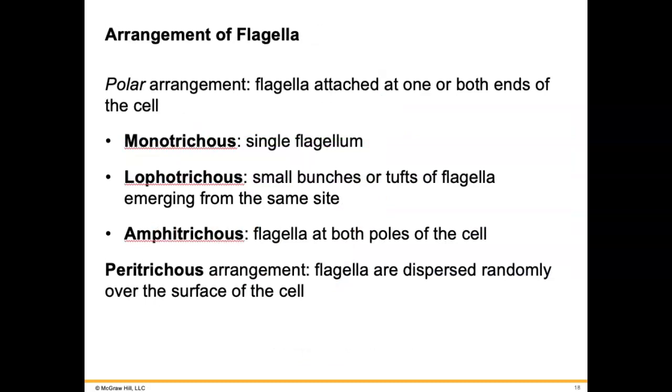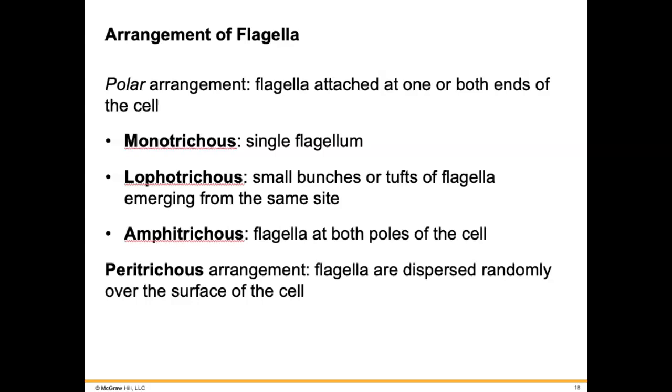So flagella can be arranged in different ways. Polar arrangement means that the flagella is attached at one or both ends of the cell. So there's monotrichous, lophotrichous, amphitrichous, and peritrichous. Monotrichous is a single flagellum out one end of the cell. Lophotrichous is small bunches or tufts of flagella emerging from the same site. So instead of just a single flagellum, it's a bunch of little flagella coming out.